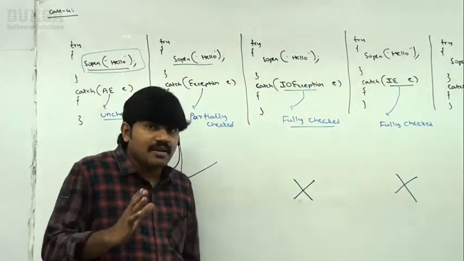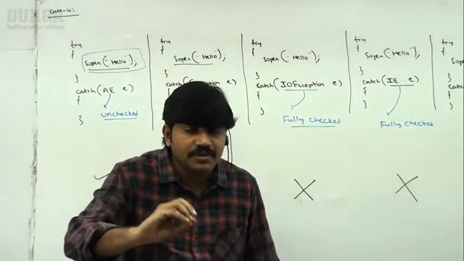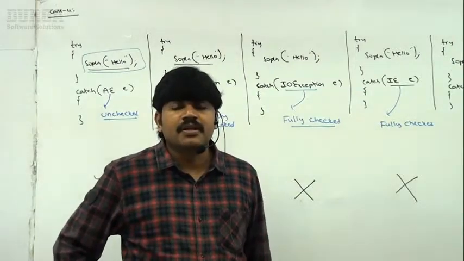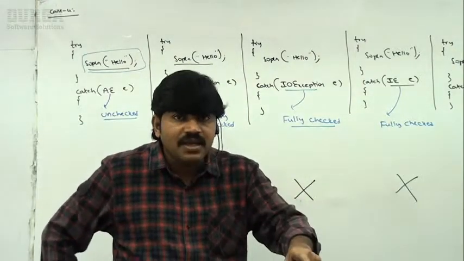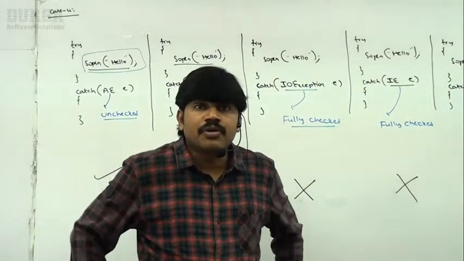So within the try block, if there is no chance of raising an exception, you can't write the catch block for that exception. Remember that. If there is a possibility of raising, then you have to write the catch block. Otherwise, you are going to get a compile time error.